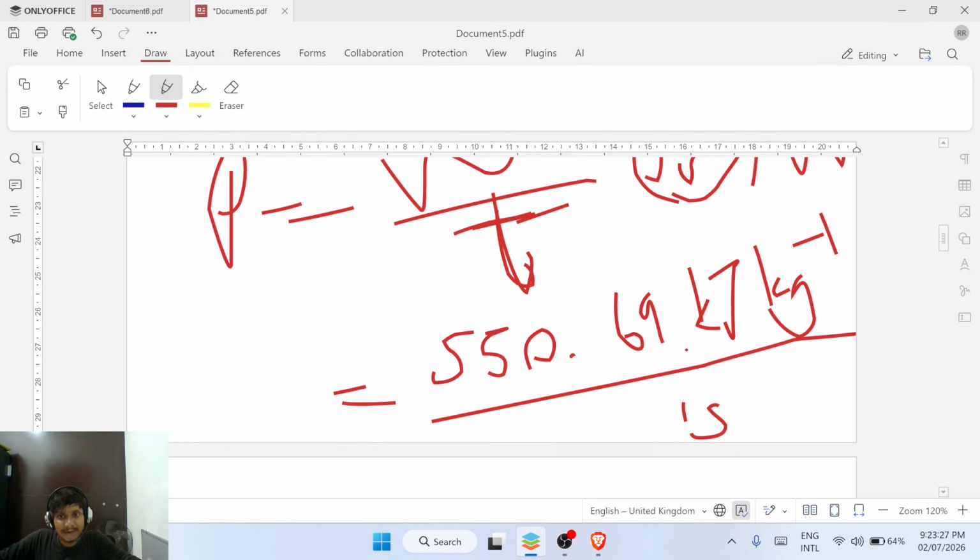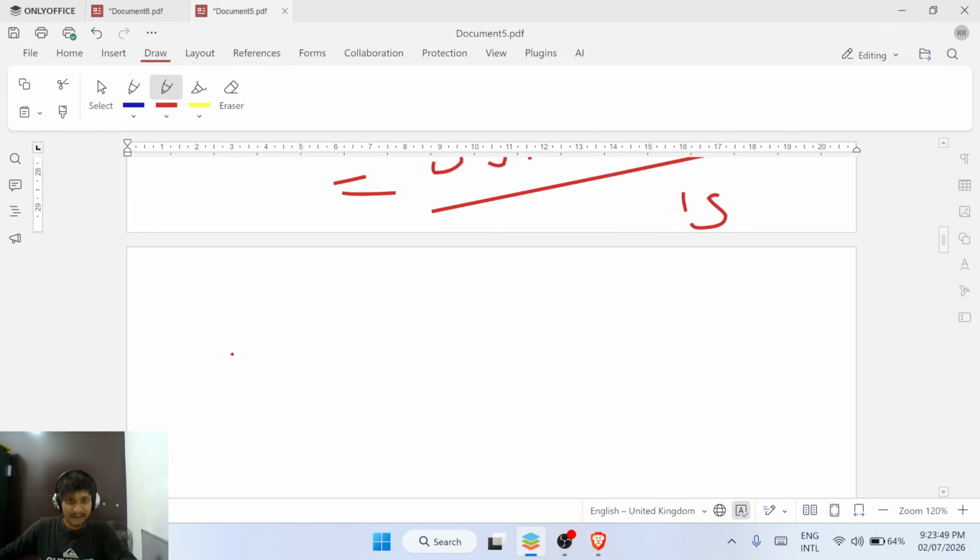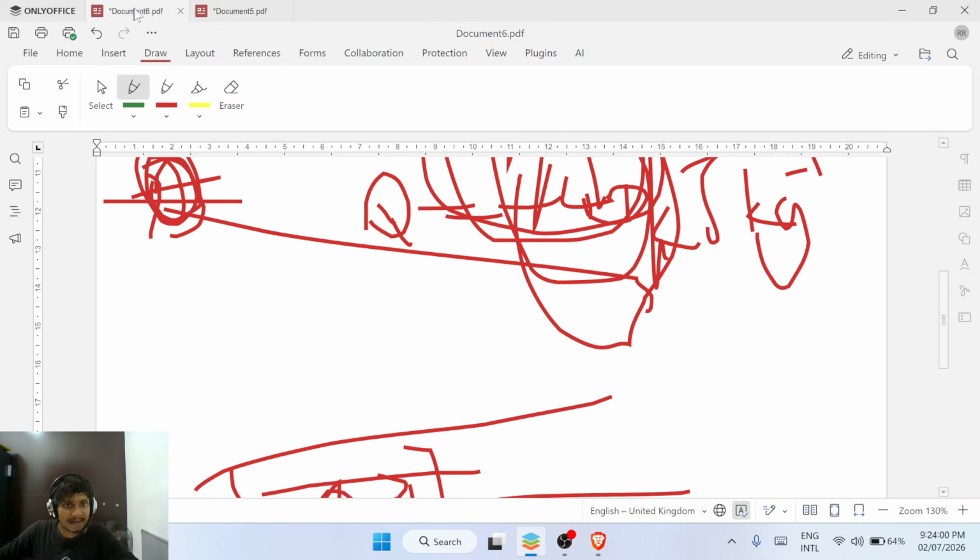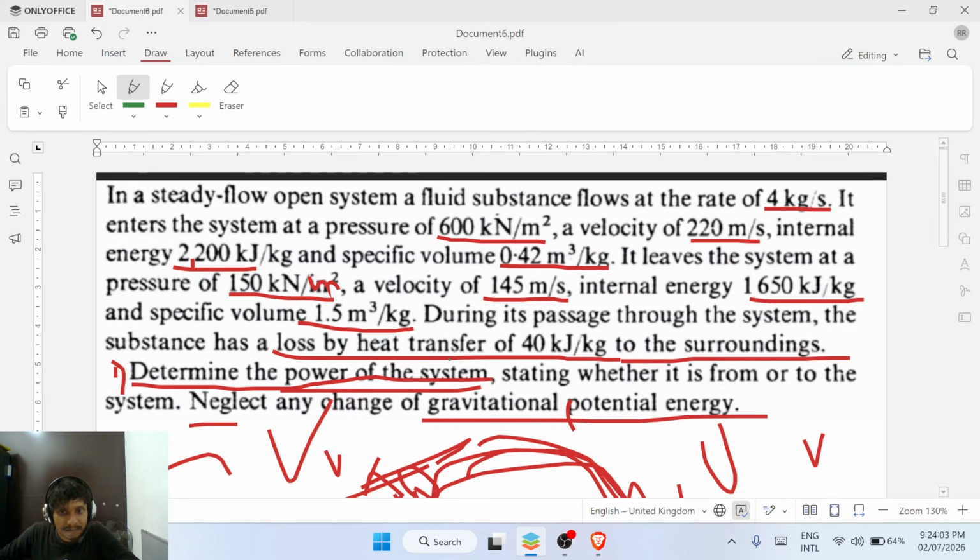W is 550.69 kilojoule per kilogram. For 1 kilogram, the work done is only 550.69 kilojoule. Now we have to find the total kilogram, the total weight. How to find it? In the question they gave the data here.